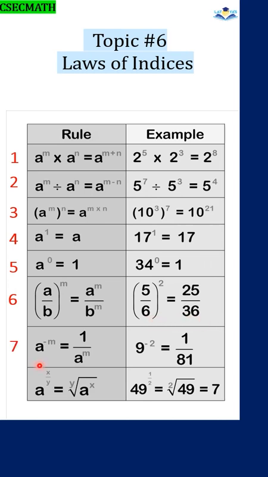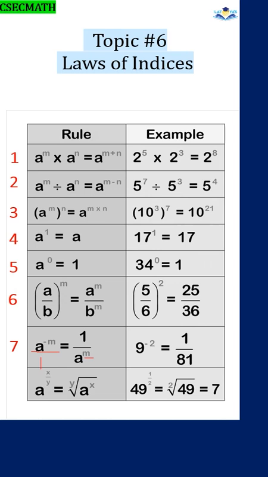Let's look at rule number 7, negative indices. When the index is negative, put it over 1 like this and flip the fraction. In other words, find the reciprocal of it to make the power, as can be seen here, positive.